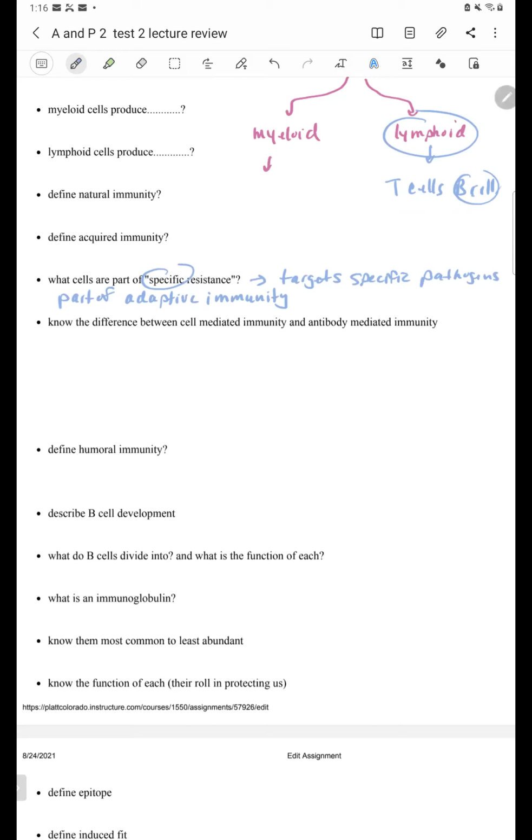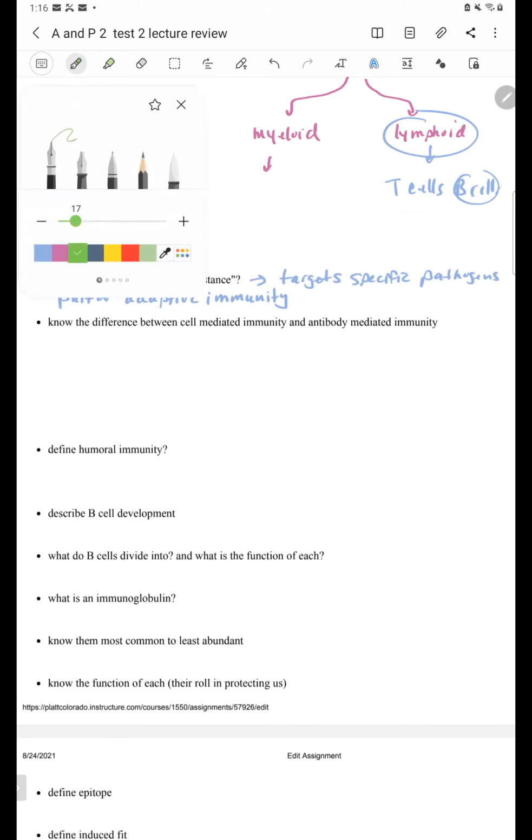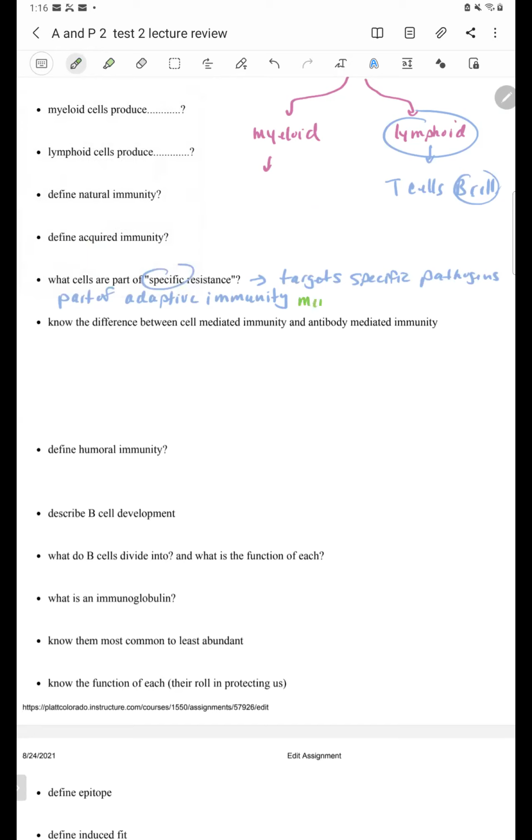Okay, and then the memory immune cells allow for the quick response to the pathogen.